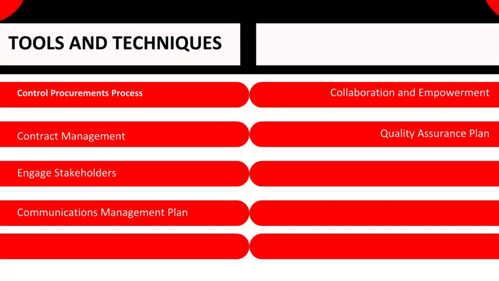Quality Assurance Plan. This plan assesses the quality control process to ensure that correct information and best practices are used.